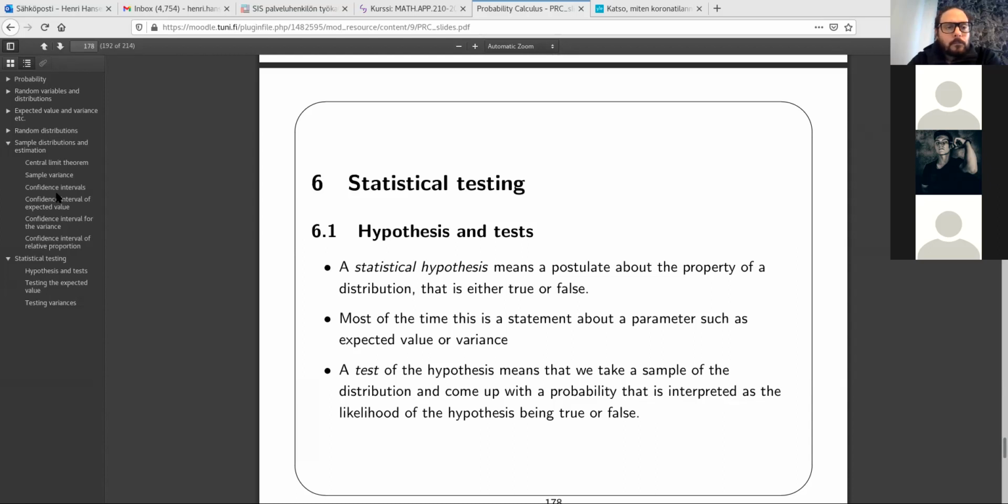All right. Well, an alternative way to look at things is to do what is called a statistical test. So what does a statistical test mean? Well, firstly, the idea here is that we postulate a hypothesis. So in all sciences, a hypothesis is a statement about something, and it's meant to be either true or false.